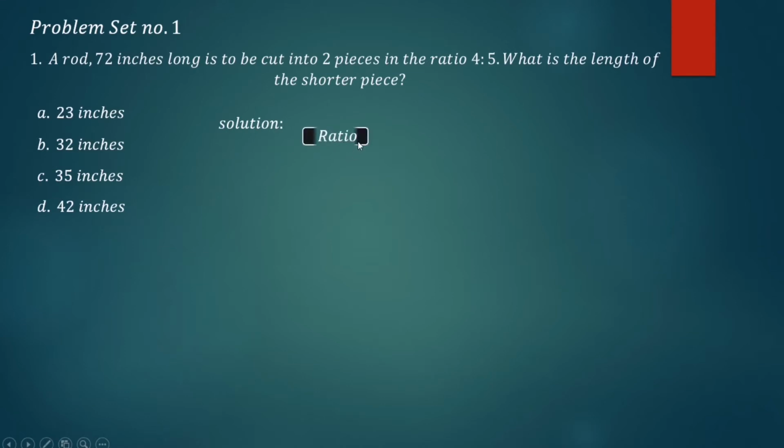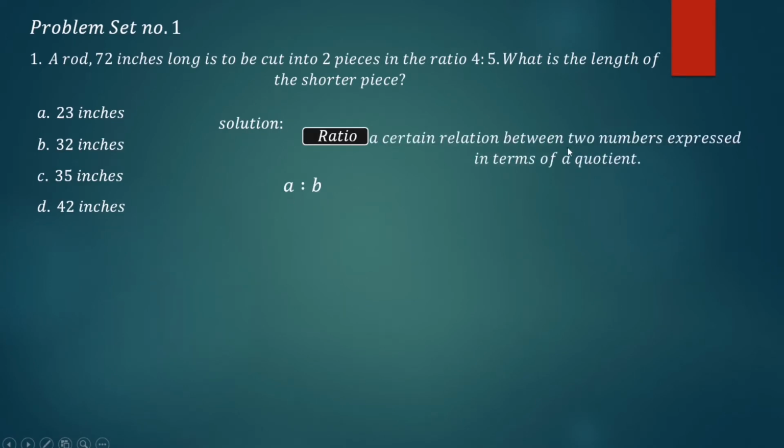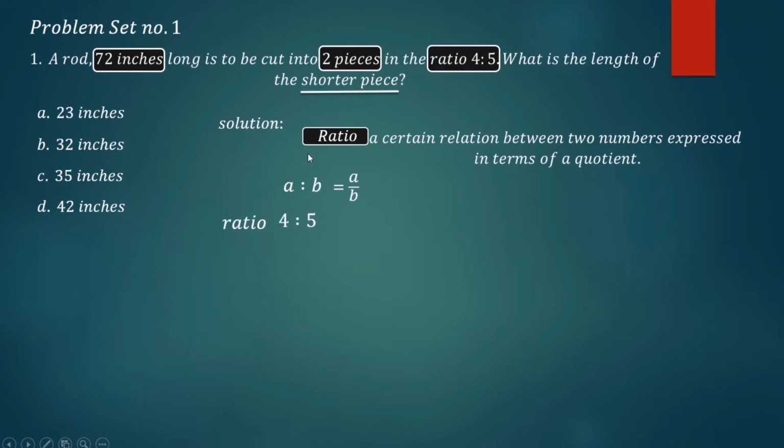The idea here, we can use the ratio and also we can write it as A is to B. Ibig sabihin, a certain relation between the two numbers expressed in terms of quotients. So, maaari natin isulat as A over B. In our example, we have the rod 72 inches to be cut in two pieces with the ratio of 4:5. So, we're looking for the shorter piece. The smaller number here is 4.